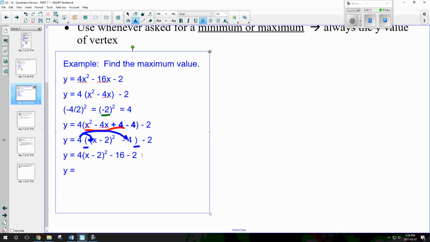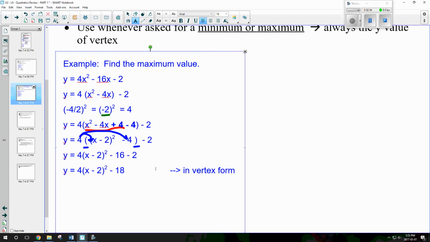Our last step is to collect our 2 like terms at the end so that we only have one number trailing at the end of our equation, which makes up our k value, which in this case is negative 18. So now it's in vertex form, and we can pull out our vertex. Remember, the vertex is our h value, inside the brackets, but anything inside brackets changes sign when we pull it out, so it actually becomes a positive 2. And then our last number at the end, which is negative 18.